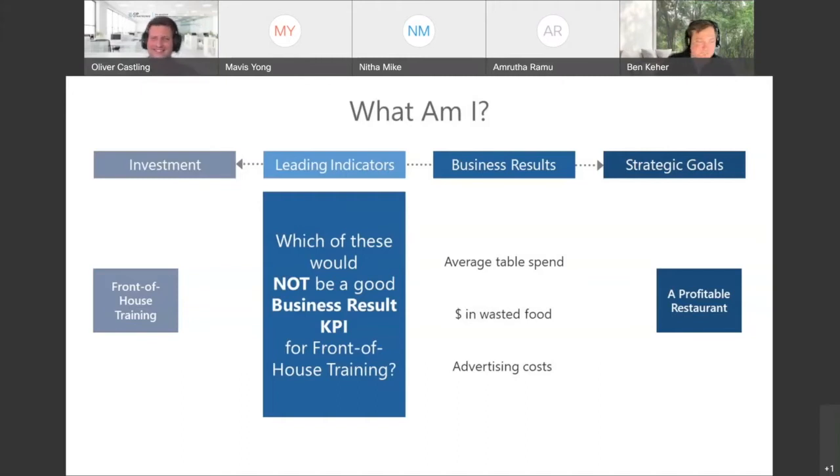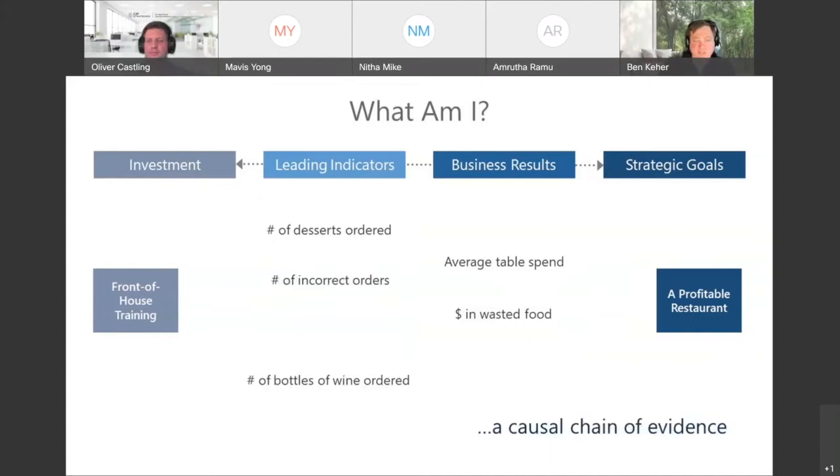Yeah, advertising. So look, this is just a little activity, but you're right, advertising isn't there, but average table spend and dollars in wasted food are what we're trying to look for here. So what we're really looking to create here is a causal chain of evidence. And when we're doing the design of this, we don't really start with the training first. We should really start with the end in mind.